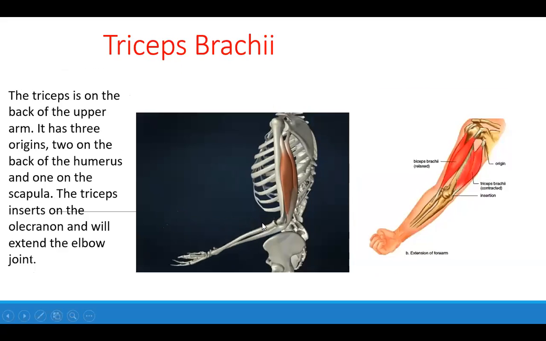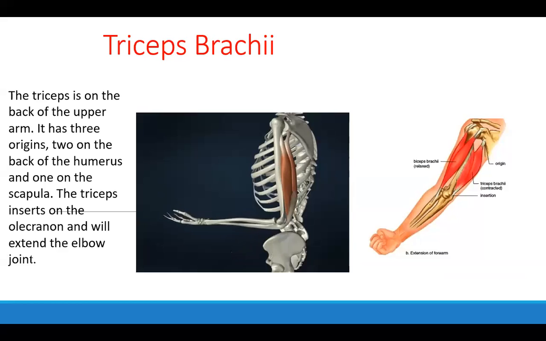The triceps extends the arm. The triceps is on the underside, on the inferior surface here of the arm. It has the opposite action of the biceps. The triceps inserts itself on the olecranon process, the elbow. Its origin is also on the humerus and the scapula. But what this one does is it extends the arm.